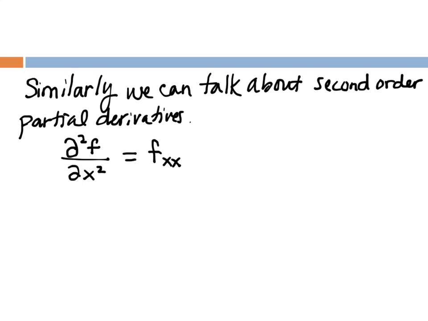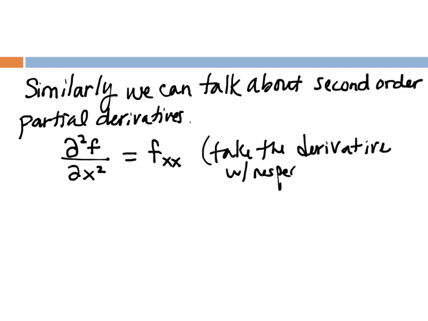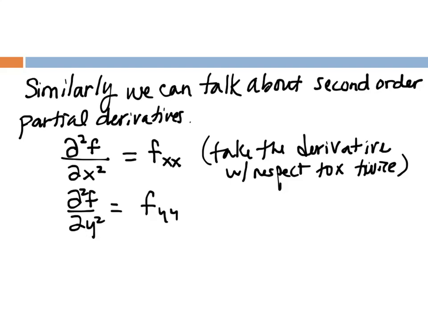So what we're doing is we take the derivative with respect to x twice. So we're doing 2 derivatives, and x is the variable both times. We can do the same thing with y, right? So we can do d2f dy2, which is f sub yy. And this sentence right here looks exactly the same, except we do it with respect to y twice.